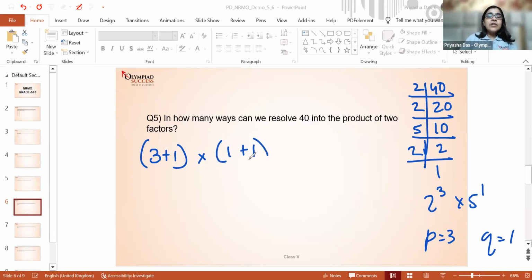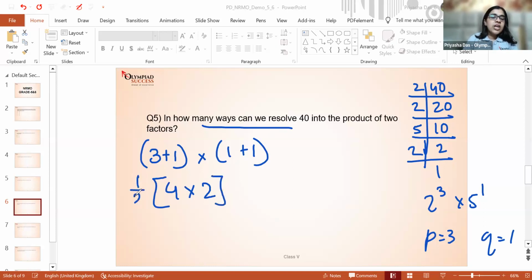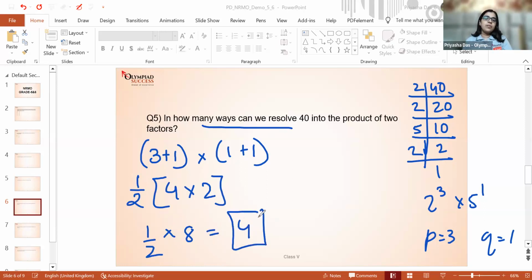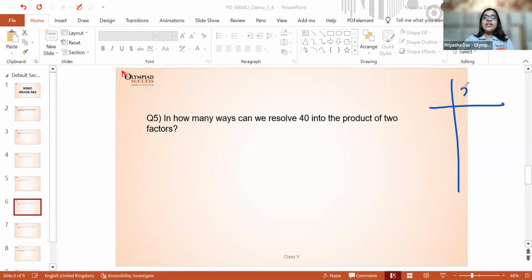Good. Now to calculate the number of ways in which we can resolve this number, we will just divide it by 2. Just divide it by 2 and you get the answer. So what is half of 8? You can check that immediately. Take the factors of 20.